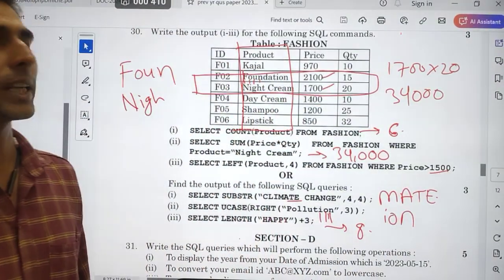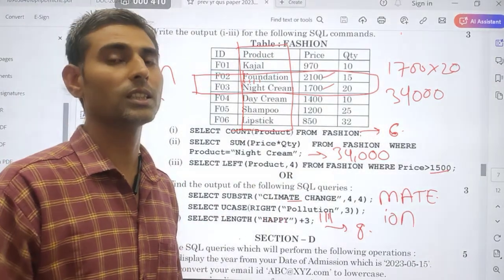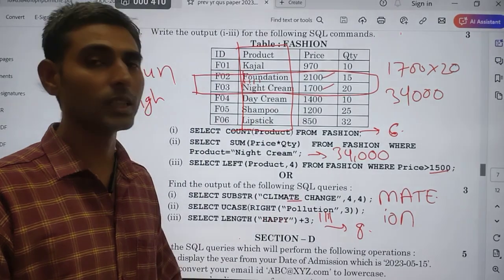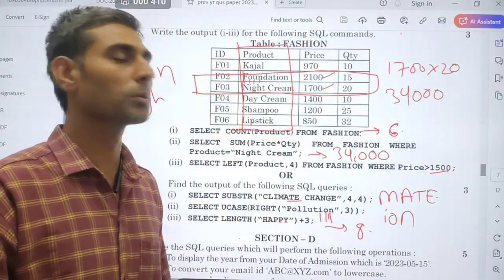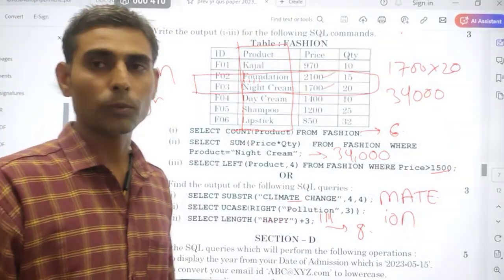So answers to these types of questions are very easy. You have to score more marks in this subject. Informatics Practices is a very easy subject. It can increase your percentage. So be focused on that and keep watching.